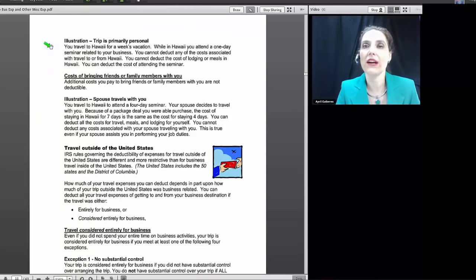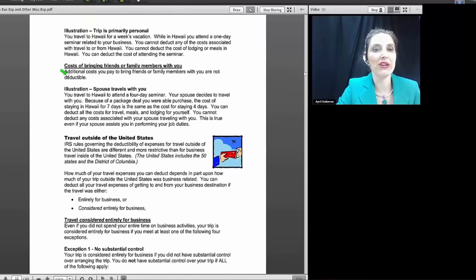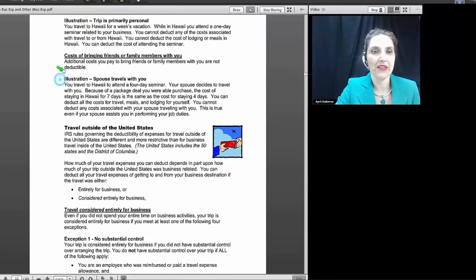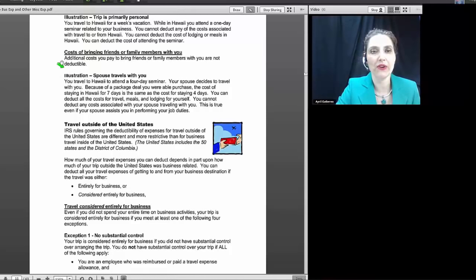You travel to Hawaii for a week's vacation, and while you are in Hawaii, you attend a 1-day seminar related to your business. You cannot deduct any of the costs associated with travel to or from Hawaii. You cannot deduct the cost of lodging or meals in Hawaii, but you can deduct the cost of attending the seminar. Additional costs of bringing friends or family members with you. Additional costs you pay to bring friends or family members with you are not deductible.